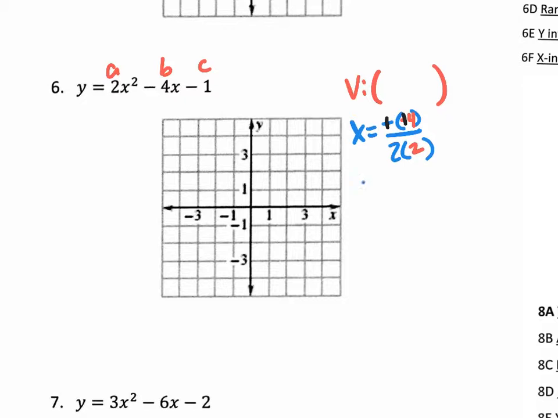We end up with +4 over +4, which is 1. The vertex x value is 1. We need the y value. All we've got to do is plug it in.